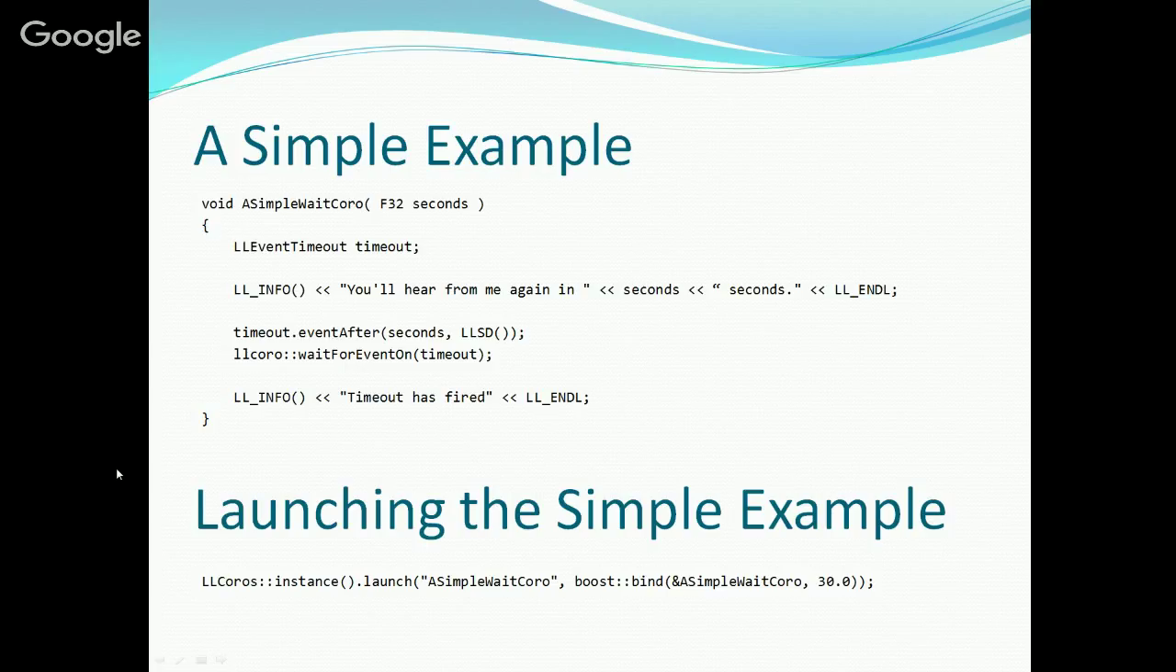There is the launch of our sample. We simply grab the singleton for LL Coros, execute a launch, and give it a name. The name should be something descriptive. In this case, I tend to just use the method name. LL Coros will ensure its uniqueness. We use boost bind to reduce our function to a nullary, with 30 seconds being bound to the parameter. And again, it will simply go off and do its thing.